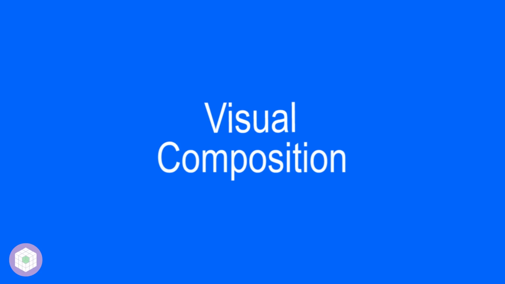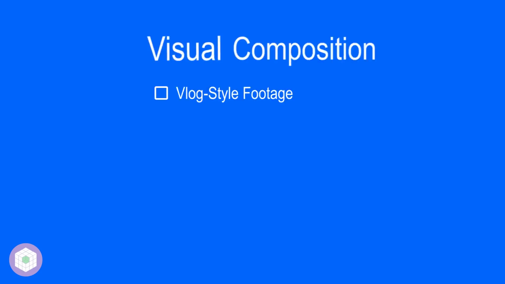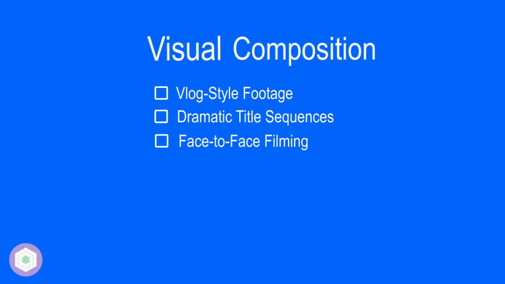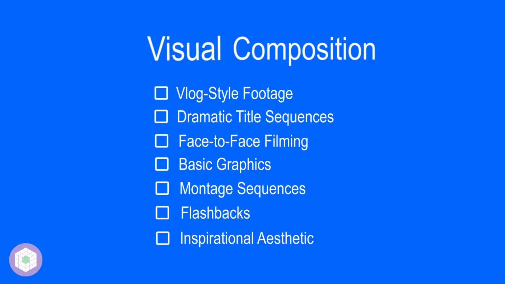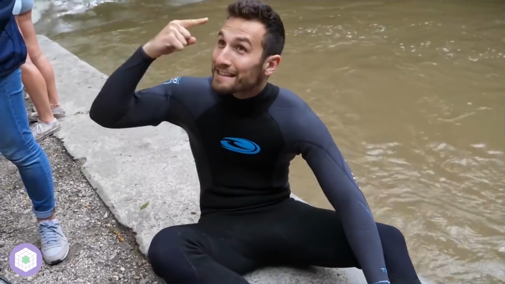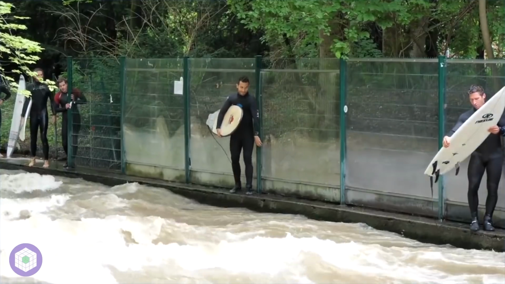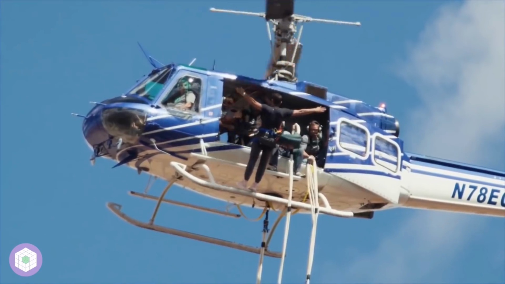In essence, the visual composition of a typical Yes Theory video is some combination of vlog-style footage, dramatic title sequences, face-to-face filming, basic graphics, montage sequences, flashbacks, and an overall inspirational aesthetic. Since Yes Theory has had several different editors, we likely missed a point or two in our list. Nonetheless, we think it encompasses most of the crucial ones, so let's jump right in.